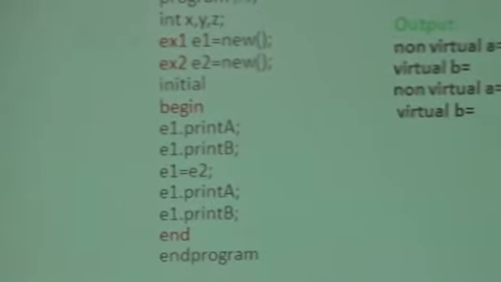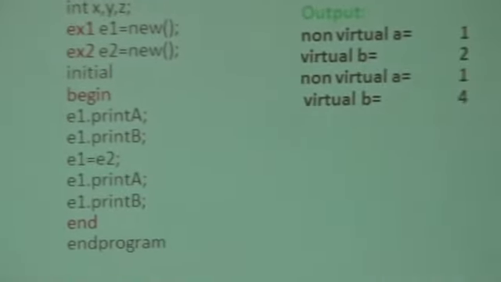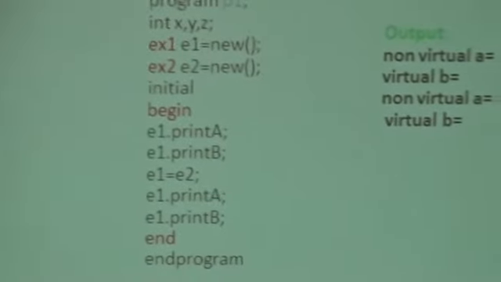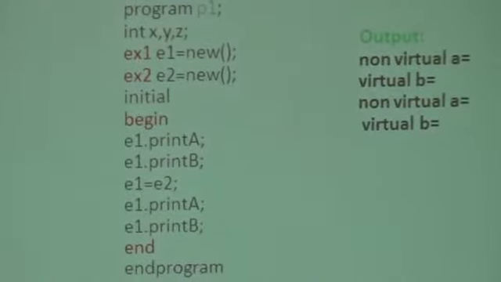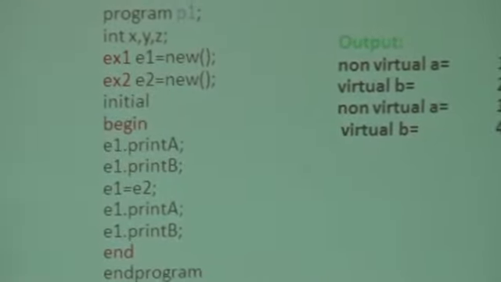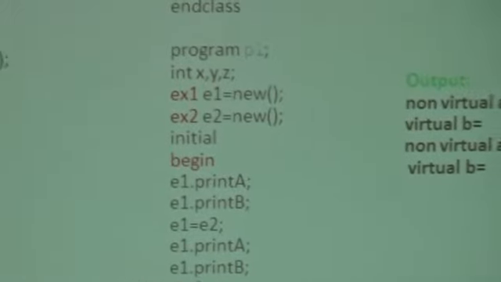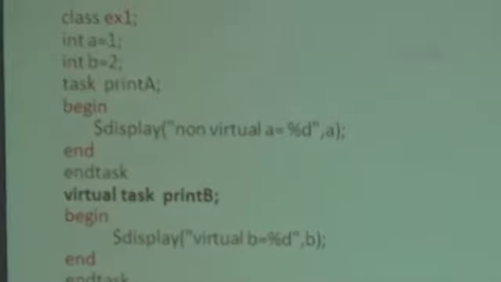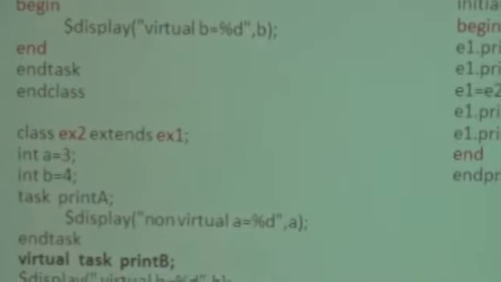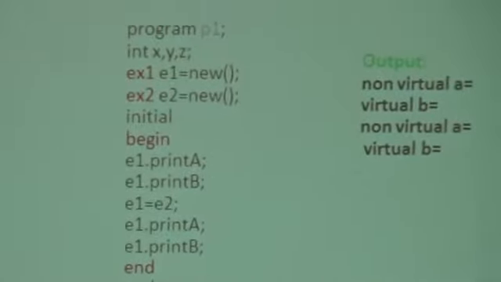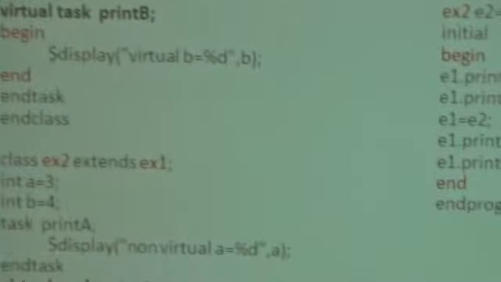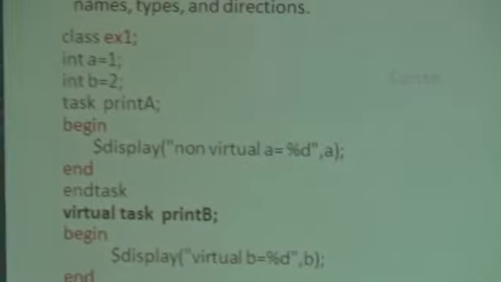e1 is equal to e2. That means it is assigning the object handle e2 to e1. That means we can access both the objects e1 and e2 using the one name e1. What is ex2? ex2 is the derived class, and for the derived class we have given the object handle as e2. When e1 is equal to e2, both the parent class handle and the derived class handle can be accessed using my parent class handle only. That is the importance of e1 is equal to e2.